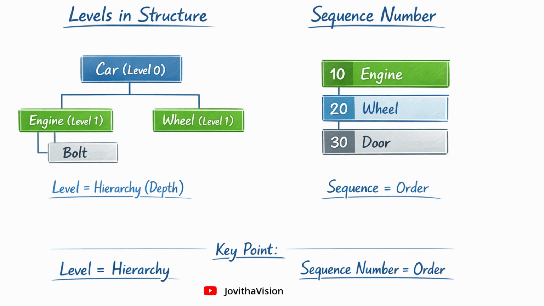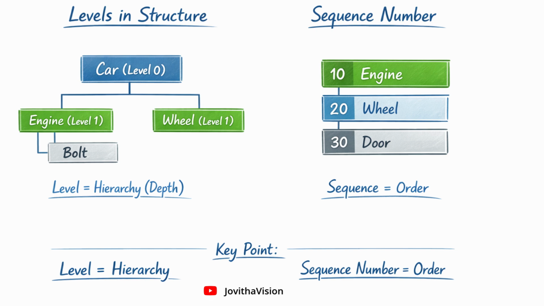Now let's understand levels using the same example. Car is the top level object, so it is level 0. Engine and wheel are directly under car, so they are level 1. Inside engine, there can be smaller parts like bolt, that will be level 2. So, level simply tells how deep a component is inside the structure.